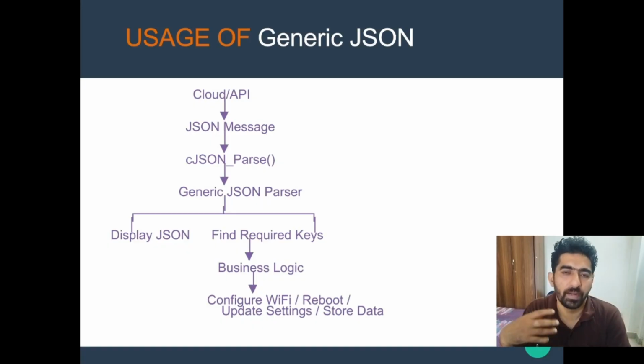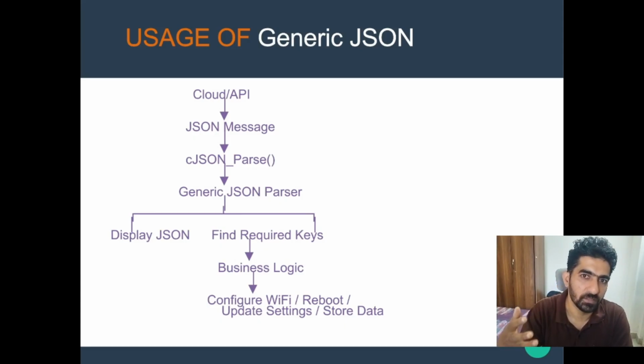So how do we use and process this generic JSON data that is coming from the cloud? There are various ways. First, we'll get to know why this generic JSON parser is required. Don't we have those keys already, so that we check the values of those keys in the processed JSON?